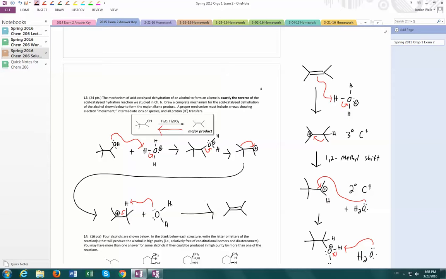Could you do number 4 on 321? Real quick, are there more questions on this? Can you just explain again the last part of it, where you're going from the carbocation to the double bond? This right here, yeah.